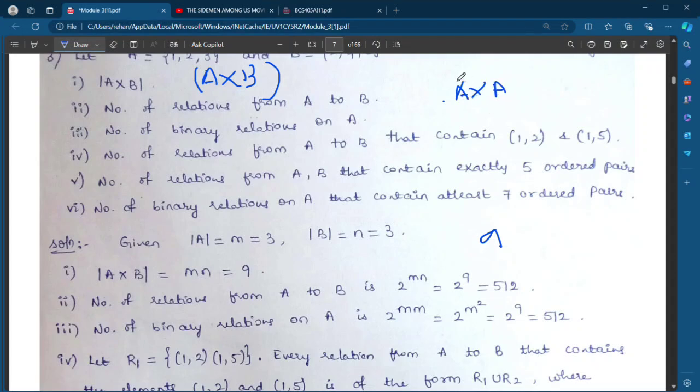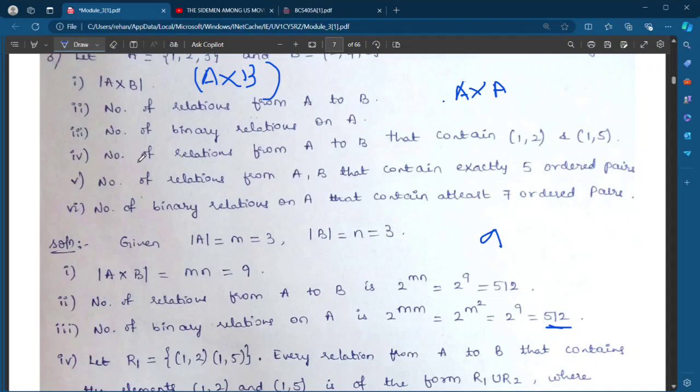Okay, in the beginning we have seen the definition, right? So if I have to take the number of relations from A cross A, I will take 2 to the power of |A| into |A|. What is |A|? That is m, that is 3. So I will take 2 to the power of m into m, that is m square, 3 times 3 is 9, again 2 to the power of 9. Okay, I will get the same answer.